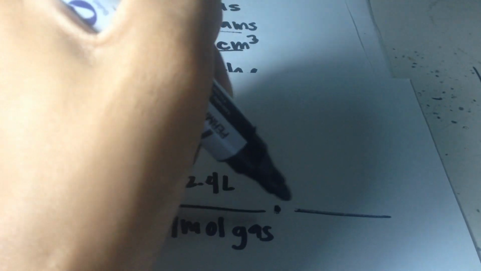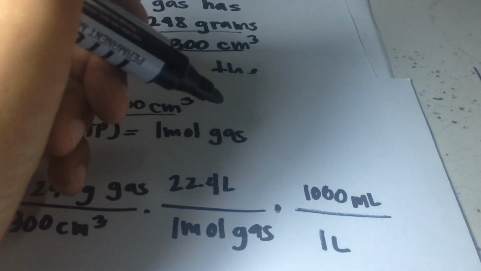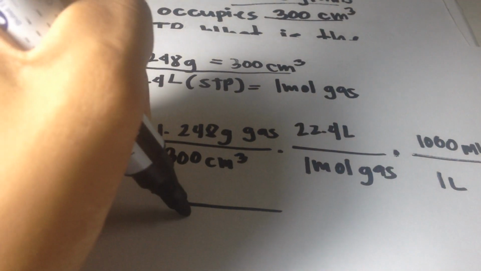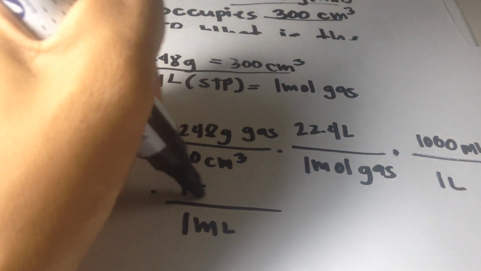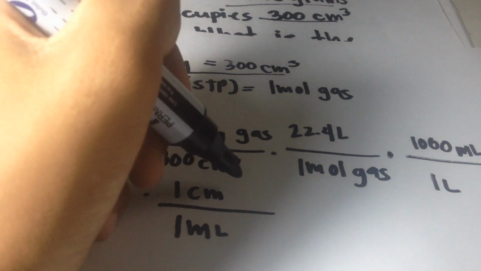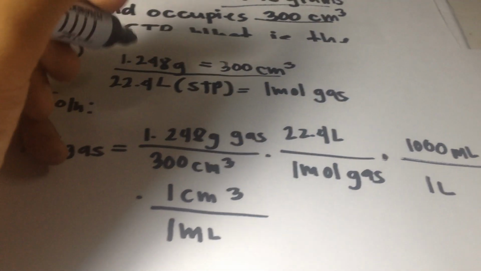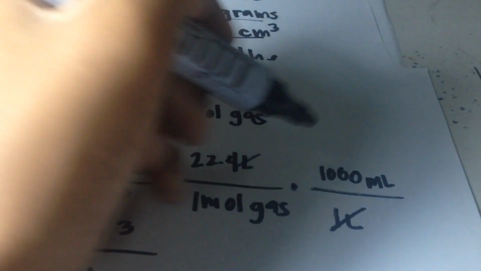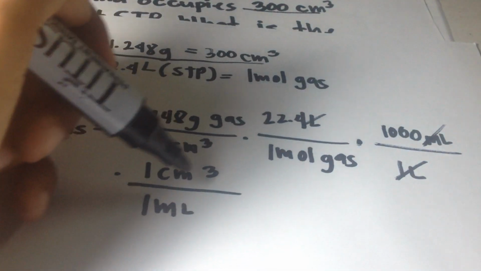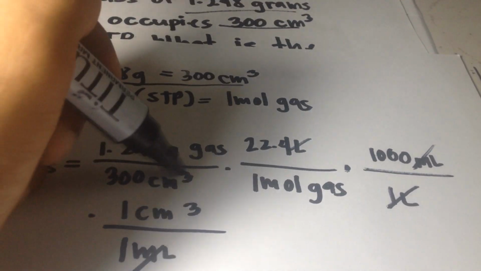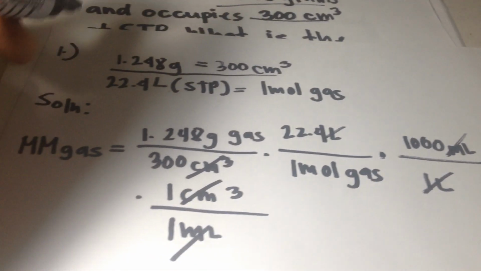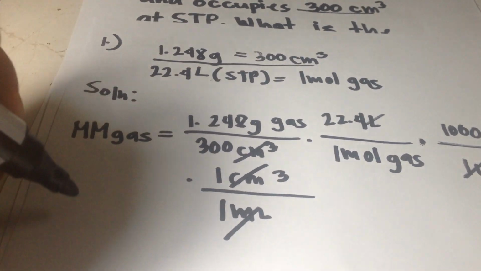So in 1 liter we have 1000 ml, times 1 ml is equal to 1 cubic centimeter. Okay? So the liters cancel here, and how about the milliliters? The milliliters and the cubic centimeters will be cancelled. So what is left is grams per mole. That's the unit of molecular mass.